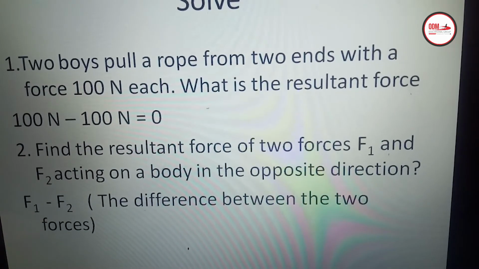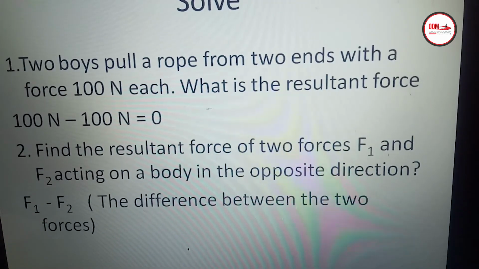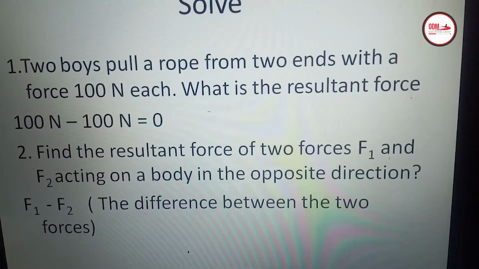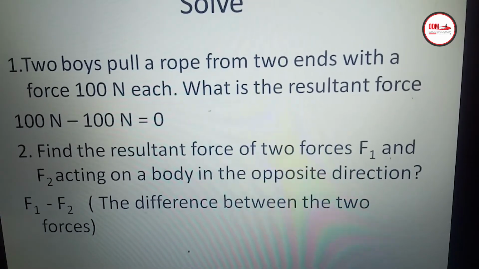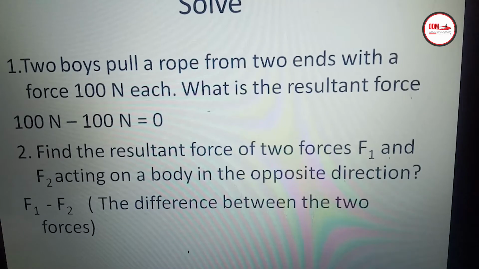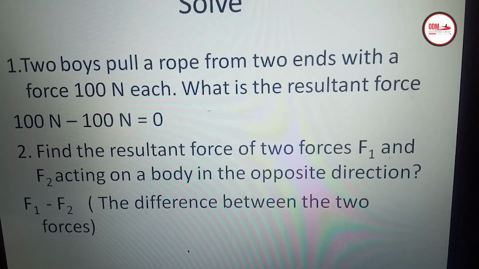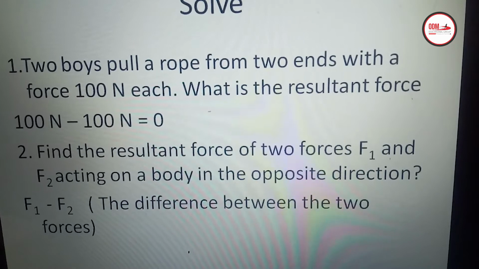The last question is, find the resultant of the two forces F1 and F2 acting on a body in opposite directions. As I told you, if the two forces act in opposite directions, then it will be the difference of the two forces.